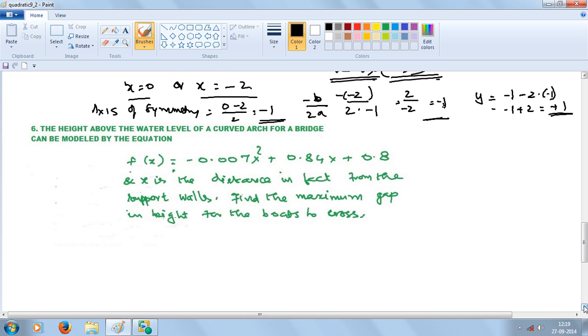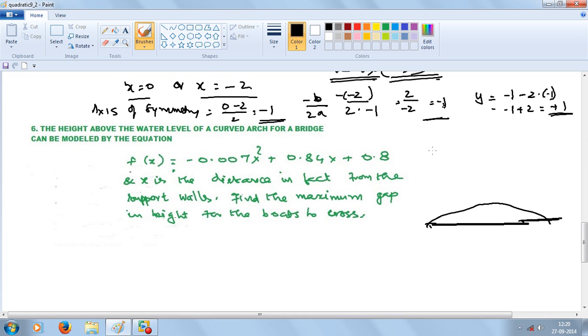So what exactly he says first, that we will try to draw. He says height above the water, so let us take the water level. Next he says the function is a parabola, y is equal to ax square plus bx plus c. It's a curved arc, he says, something like this. The curved arc is something like this. So excuse me for the diagram.